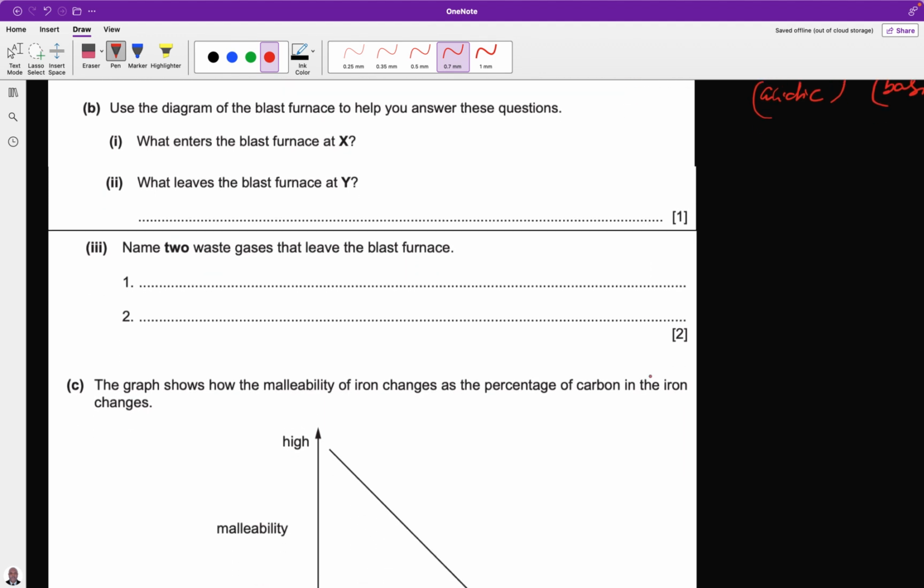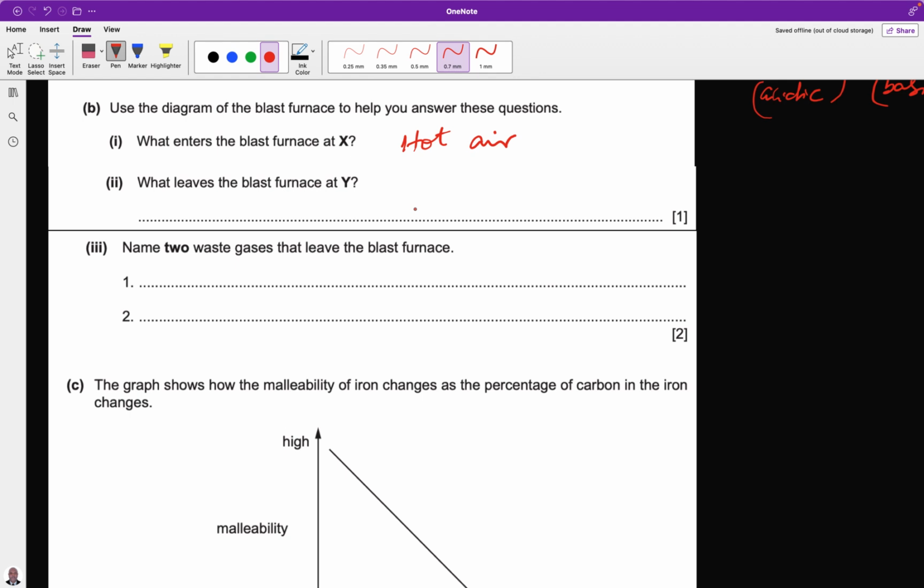B. Use the diagram of the blast furnace to help you answer this question. What enters the blast furnace at X? What is entering the blast furnace at X is hot air. It's hot air.